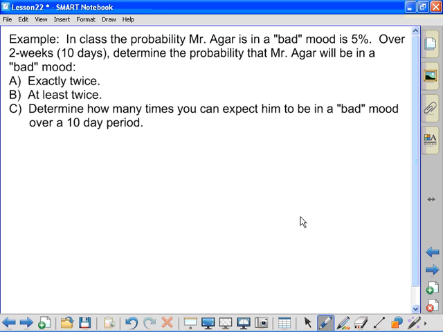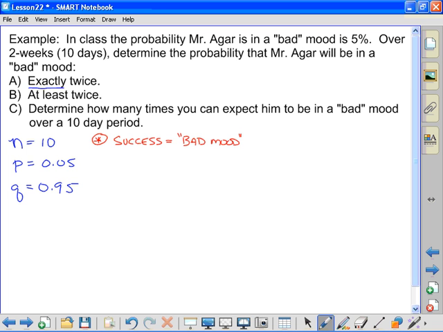So writing out our information. Total number of tests here. There is 10 days that we're looking at. Probability of success is 5% or 0.05. Now keep in mind, over here, what's a success? In this case, it is a bad mood. So that is what is considered a success. So here's this. Success is not necessarily a positive event. It is the event that we are interested in. Q is 0.95. So again, be thankful you see that word exact. Exactly is very, very important for us.